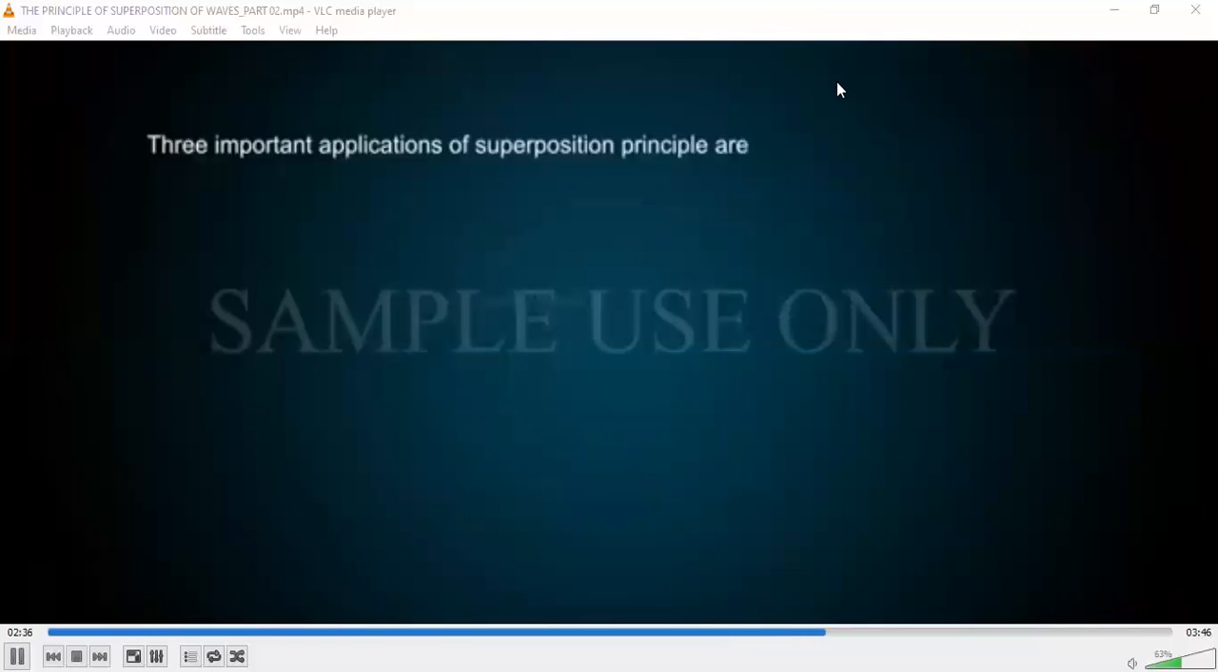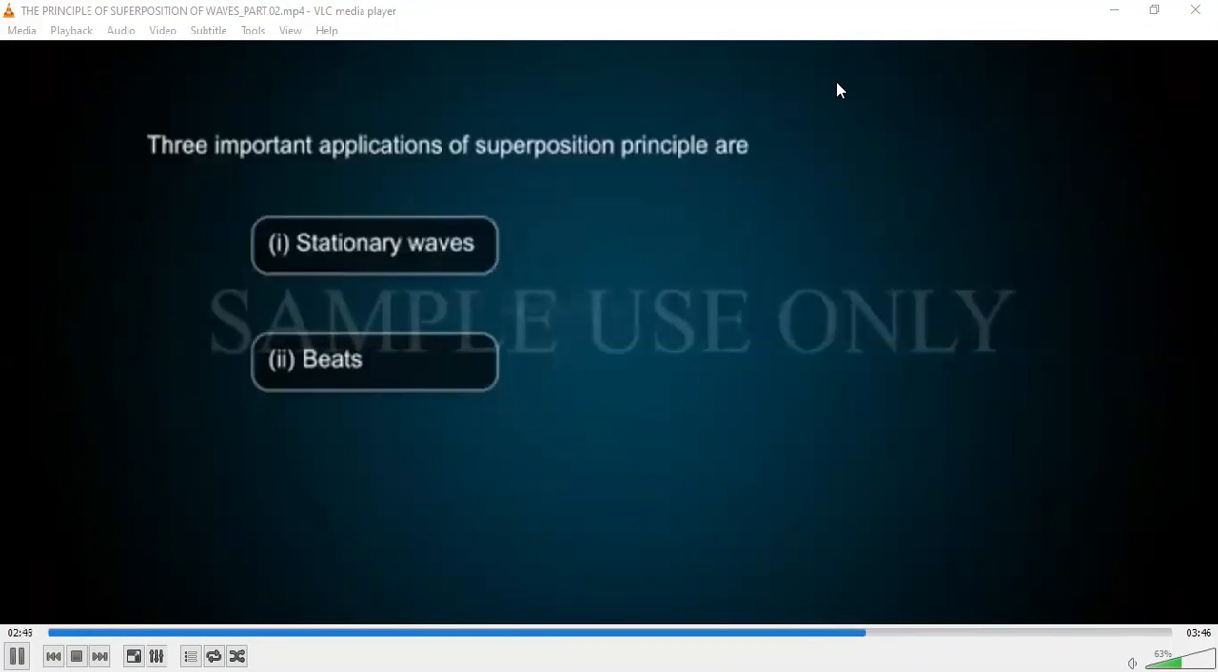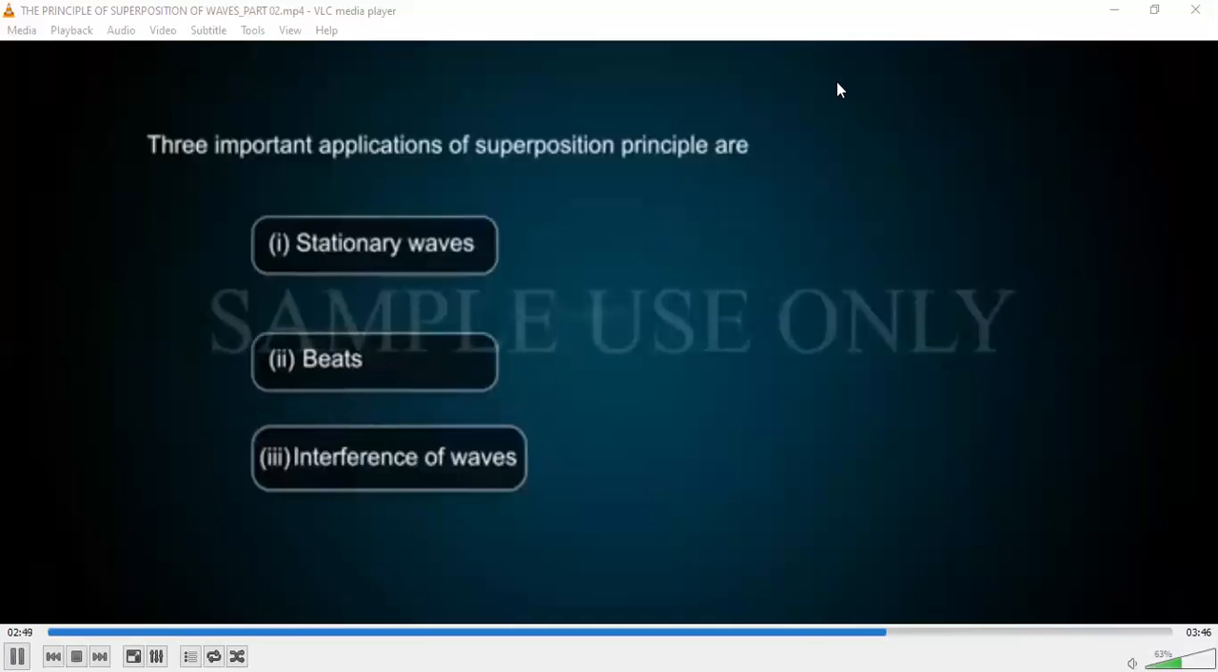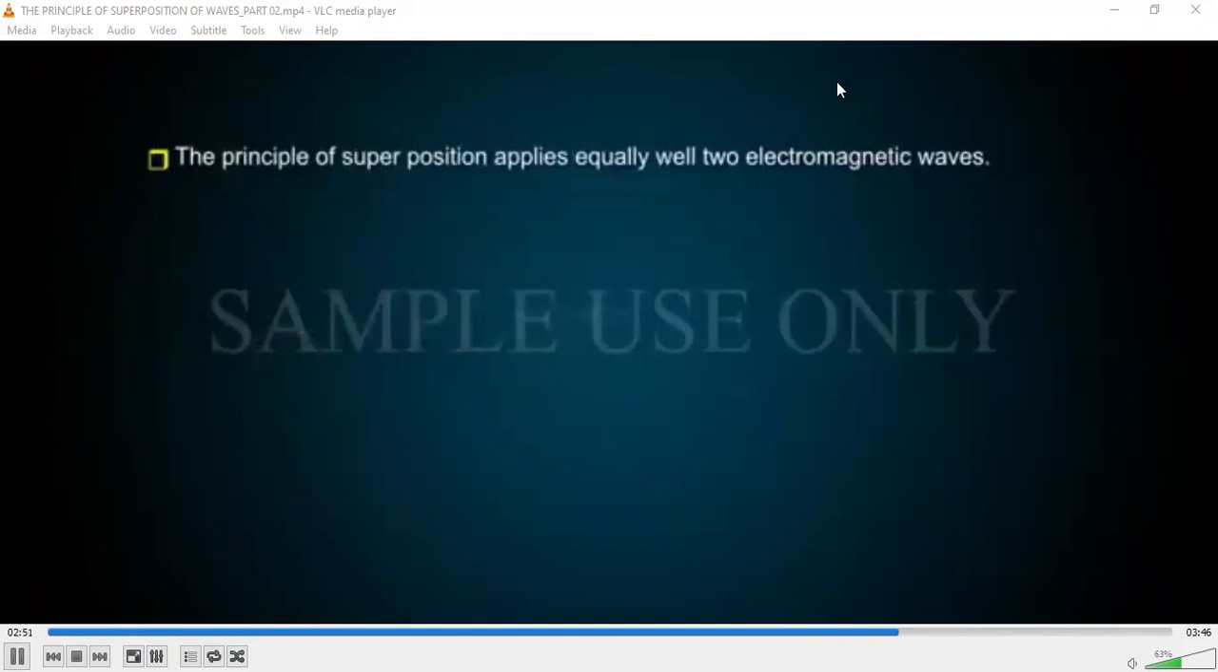Three important applications of the superposition principle are: 1. Stationary waves. 2. Beats. 3. Interference of waves. The principle of superposition applies equally well to electromagnetic waves.